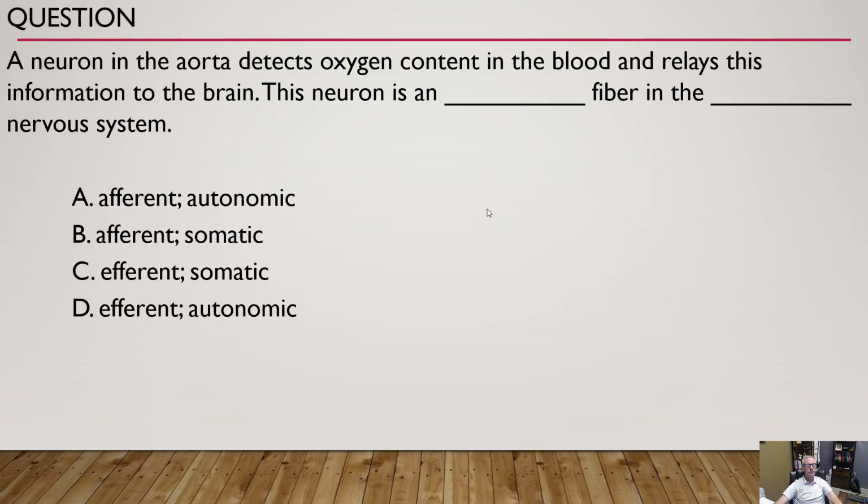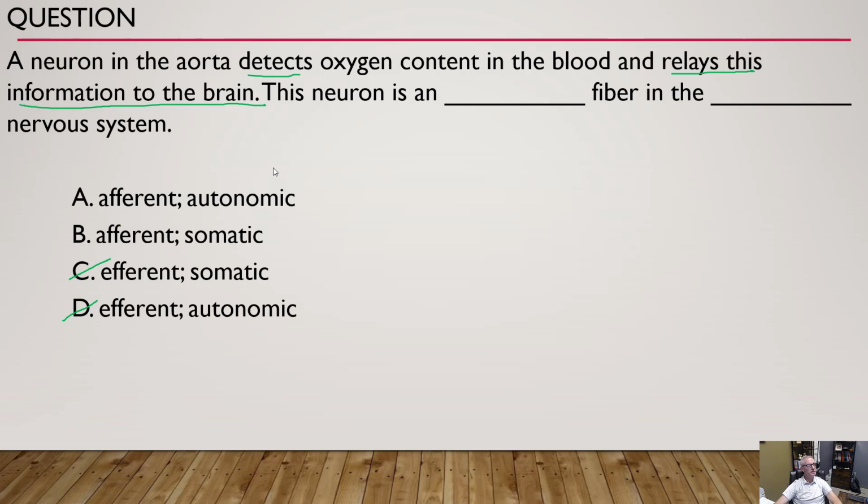All right. A neuron in the aorta detects oxygen concentration in the blood and relays this information to the brain. This neuron is a blank fiber in the blank nervous system. So if it's detecting something and it's going into the brain, we know that that would be an afferent neuron because it's going into the brain. So we know that we can cross off C and D.